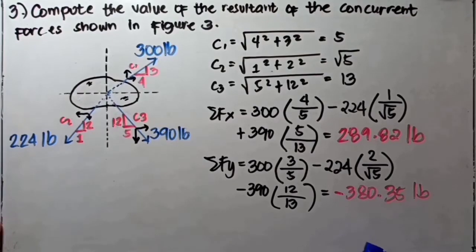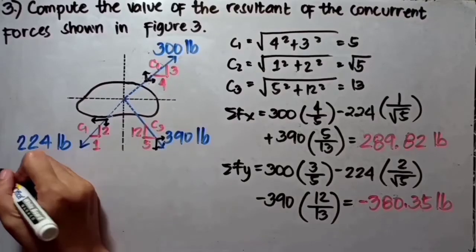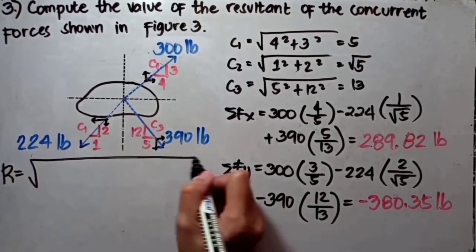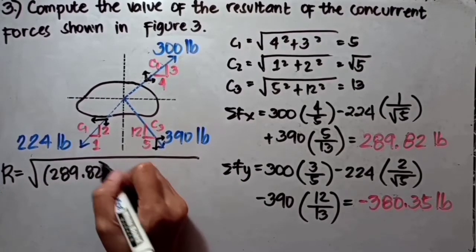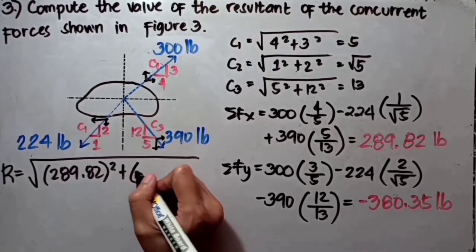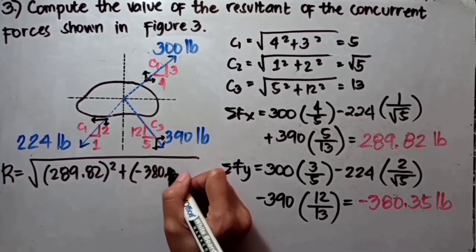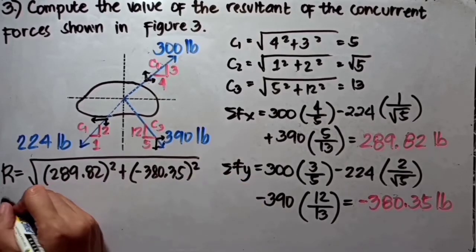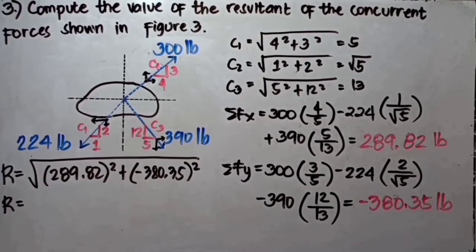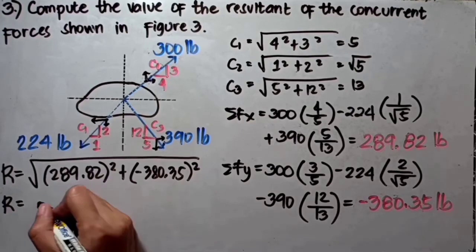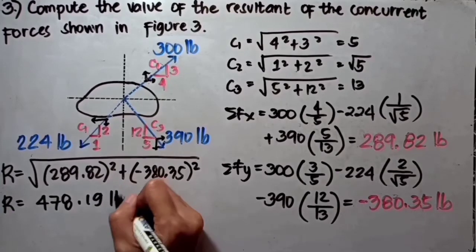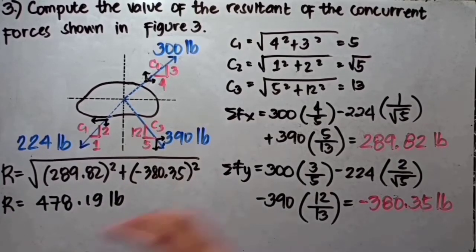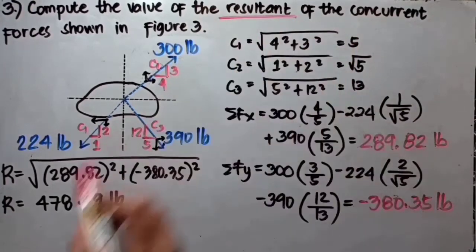So, meron na tayong summation forces x and summation y na answer. Pwede na natin hanapin or resolve ang resultant. R is equals to the square root of 289.82 raised to 2 plus negative 380.35 raised to 2. So, if i-calculate natin, R will be equals to 478.19 pounds. So, we have the value of R now, or the resultant na hinahanap natin sa problem.